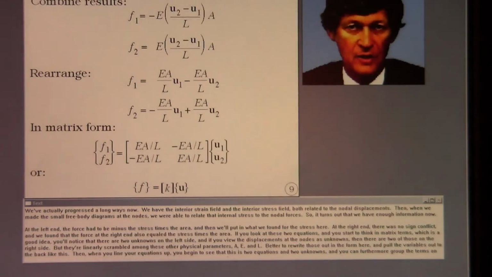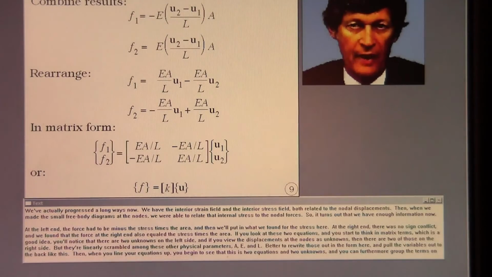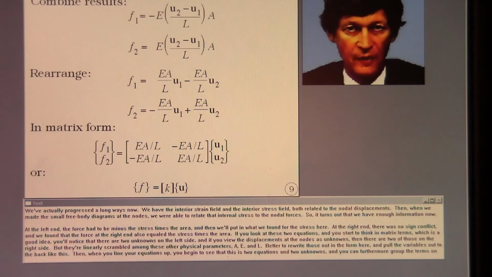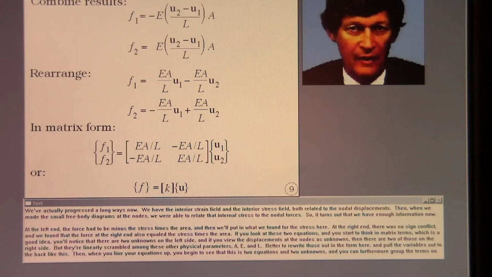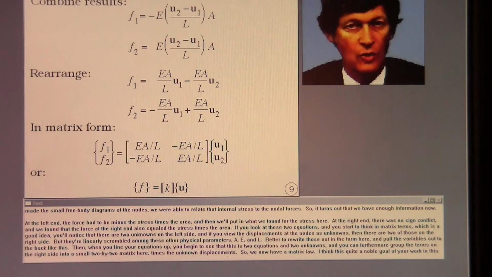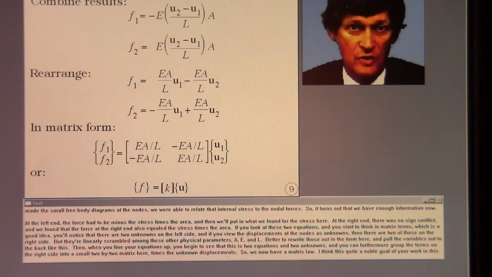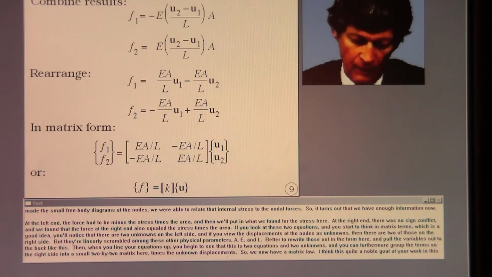We've actually progressed a long ways now. We have the interior strain field and the interior stress field, both related to the nodal displacements. Then when we made the small free body diagrams at the nodes, we were able to relate that internal stress to the nodal forces. So it turns out we have enough information now.